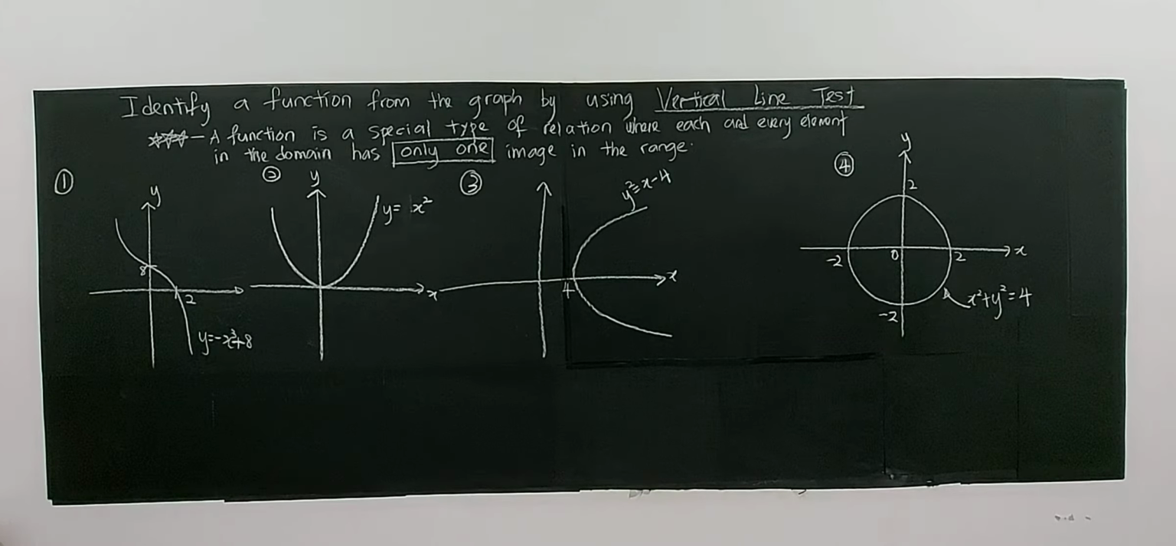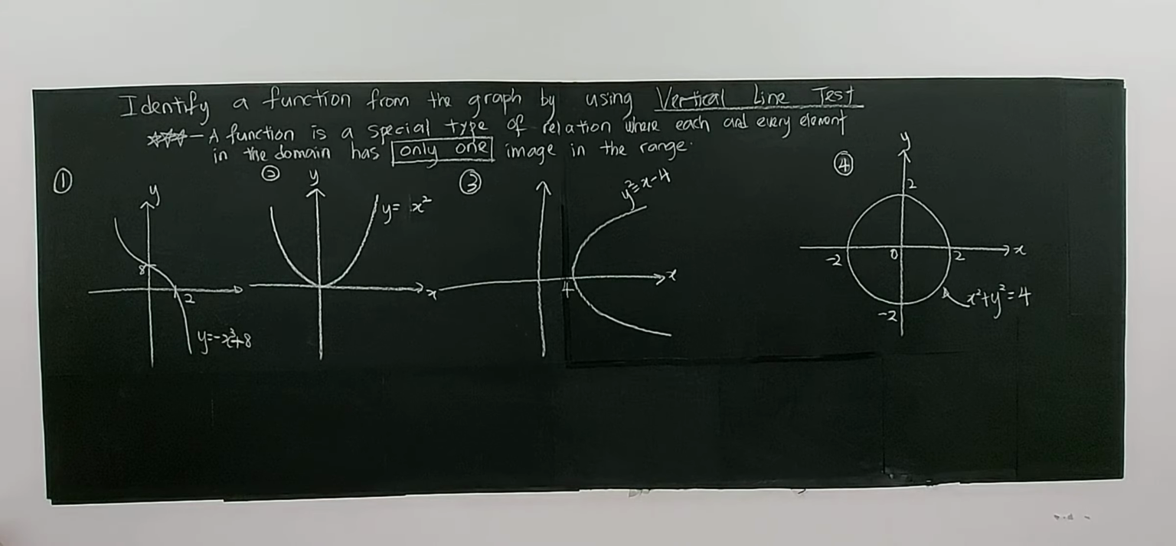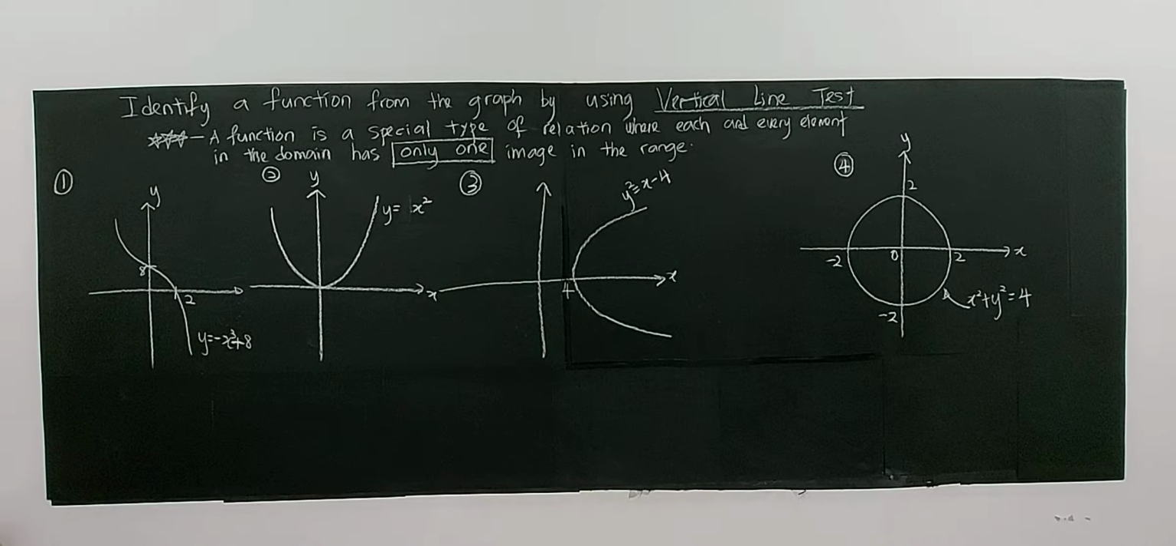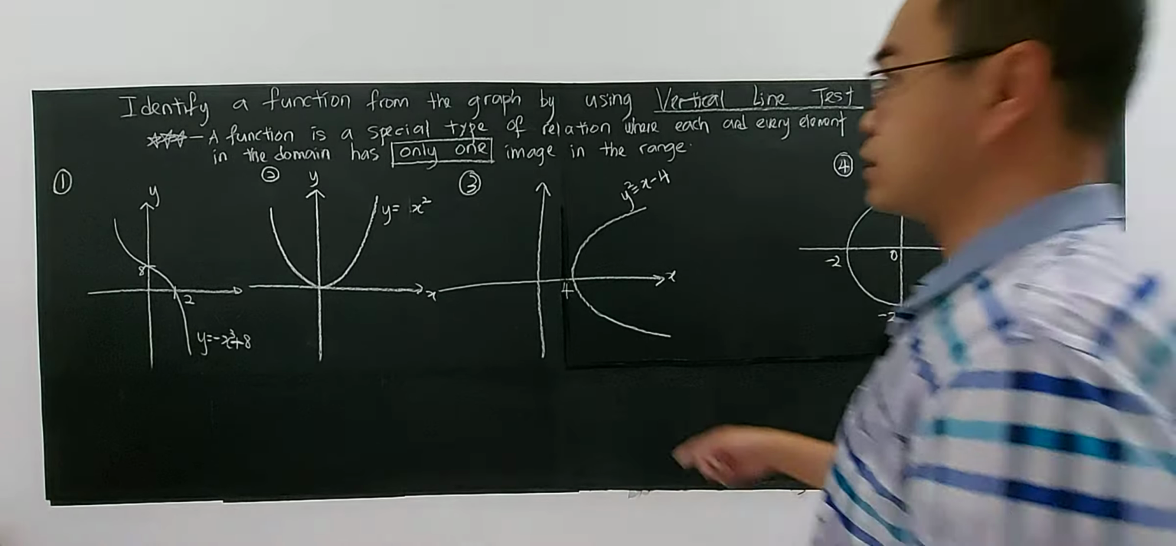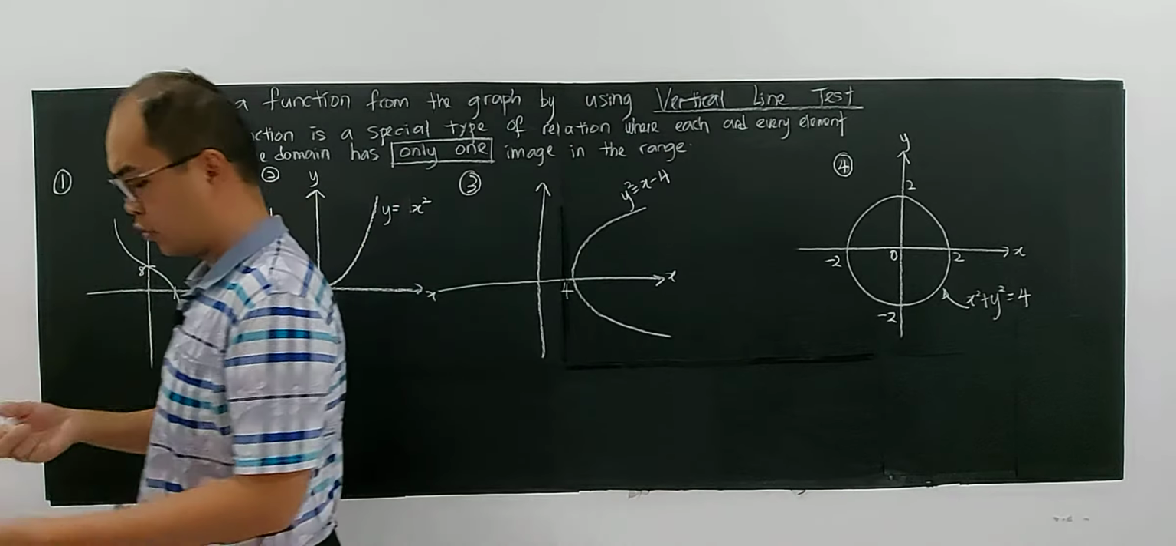Hi, in this video we're going to identify a function from the graph of a function by using the vertical line test. It means that we want to identify whether a relation is defined as a function or not by using the graph. The test that we're going to use is the vertical line test. As before, I have put a 3-star here, which is a very important note for you.